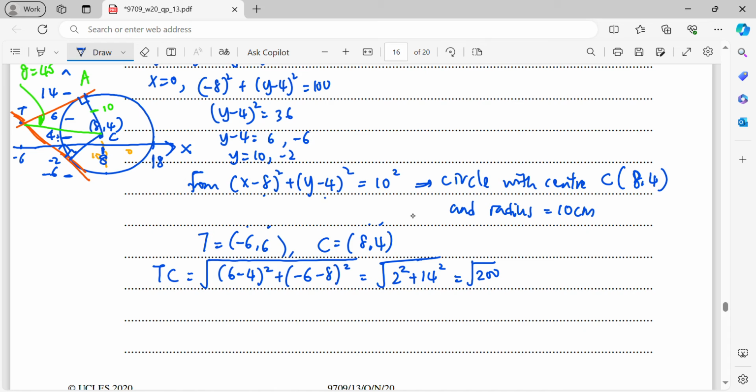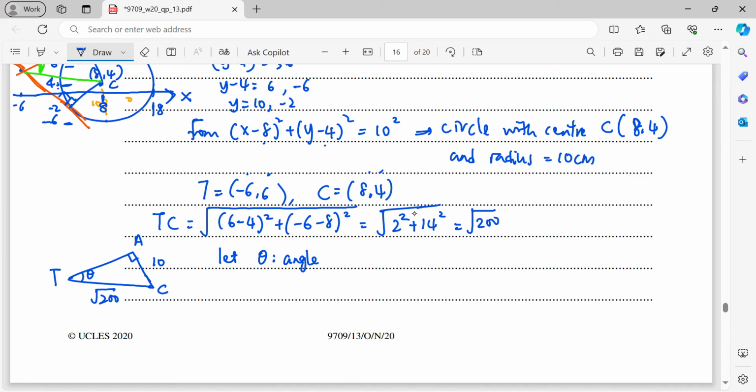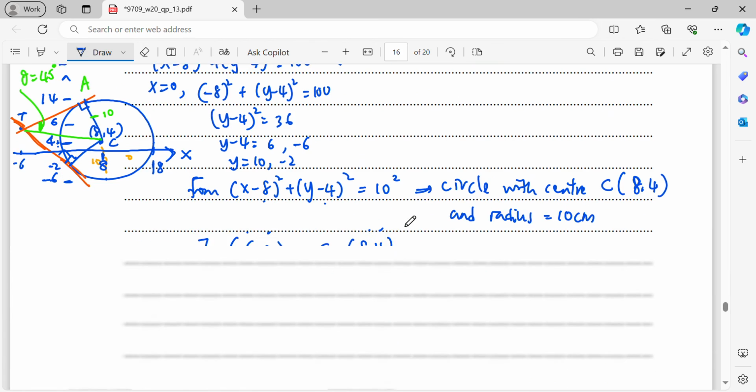Now, when I refer to the right triangle TAC, here is 90 degrees. This is A, this is T. And I know that AC is 10, TC is square root 200. So to get theta, let theta be the angle between one of the tangents and CT.